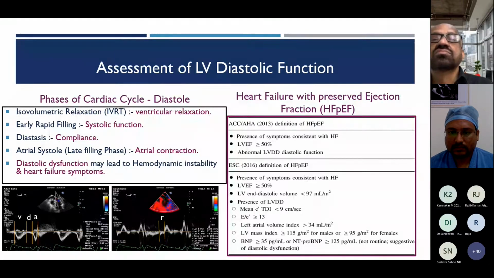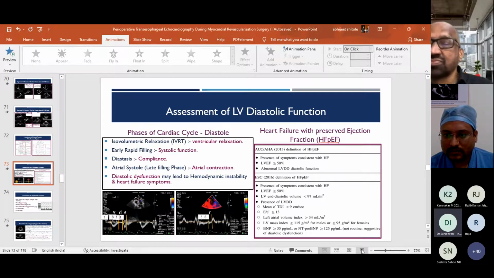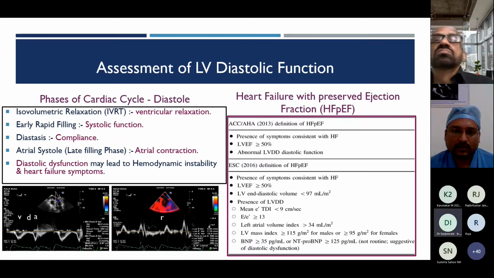One second. Now it is seen in a very small thumbnail. Make it full screen. Now is it visible?